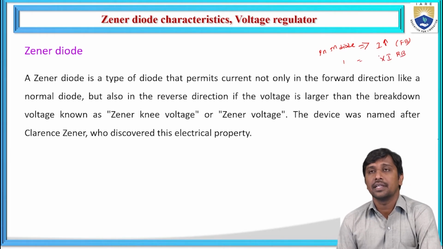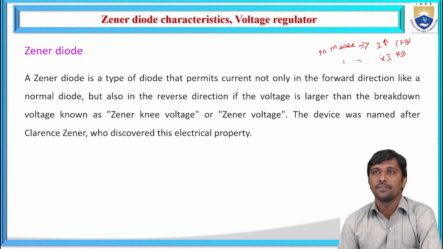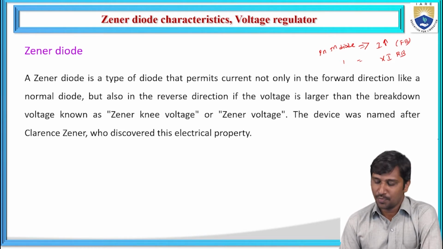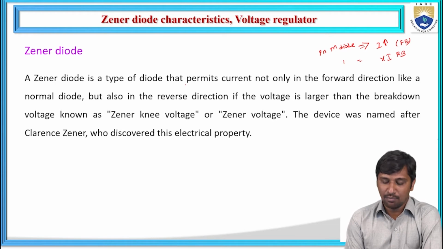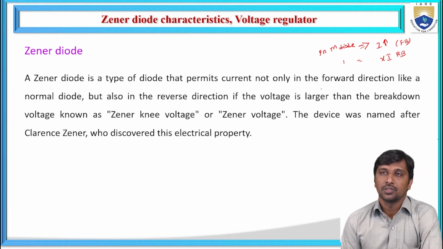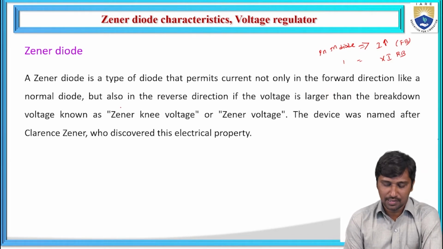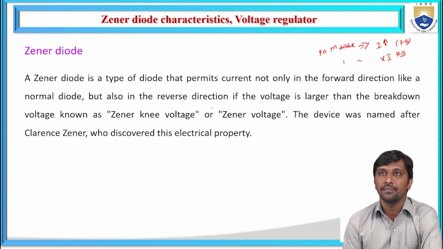Hence, based on that condition, a diode allows conduction in forward bias, and under reverse bias it acts as an open circuit. That is the reason a Zener diode is a special type of diode. It permits current not only in the forward direction; it is specially designed to allow conduction in both directions, the forward direction as well as the reverse direction.